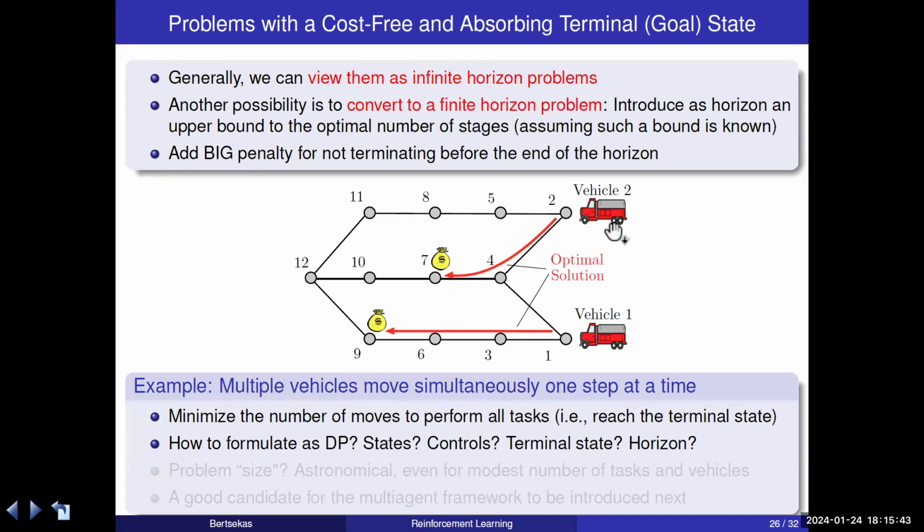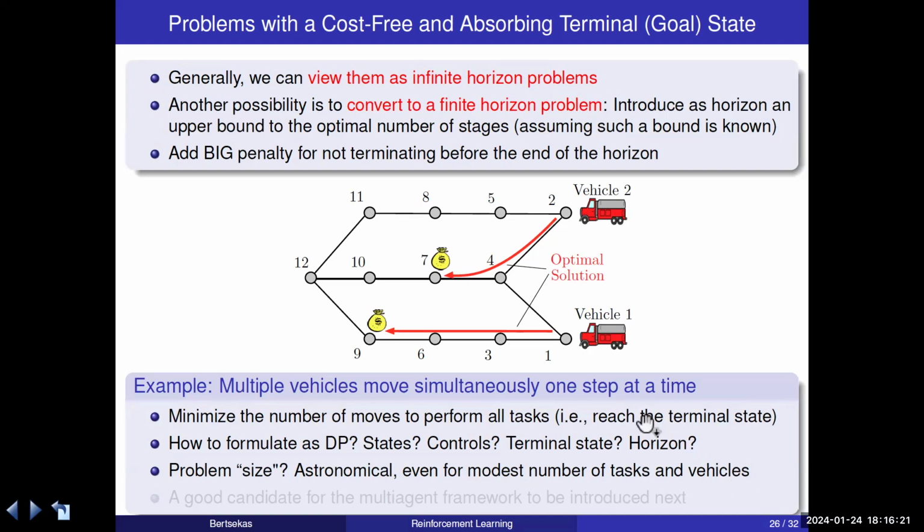So what does that do to the control space? If you have, let's say, 10 vehicles, and each one has 2 options to move in every step, it's 2 to the 10th, right? You have 500 vehicles, each one with 2 possible moves, it's 2 to the 500. The search space increases very rapidly with the number of vehicles here. And the size is astronomical, even for a modest number of tasks and vehicles.